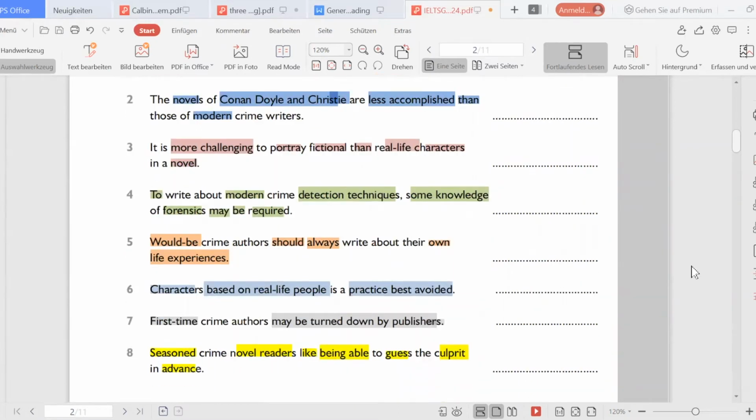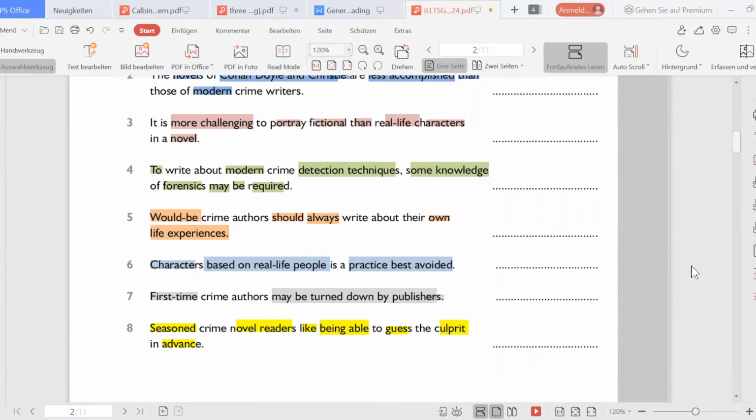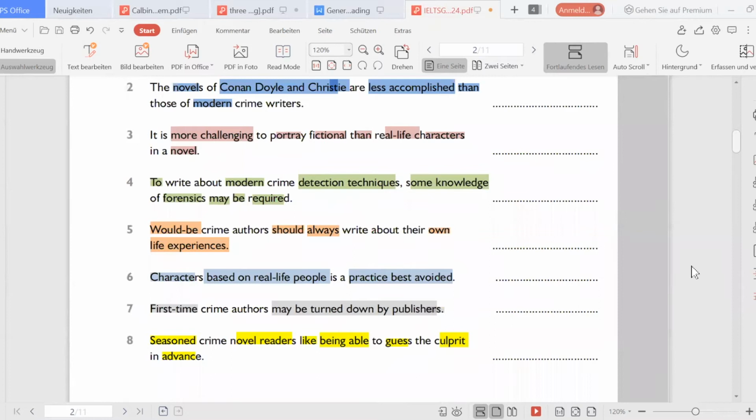Number 5: would-be crime authors should always write about their own life experiences. "Would-be" is a good keyword. "Should" is a modal verb, so highlight it. "Always" is a frequency adverb. If you've got words like always, never, sometimes, seldom, rarely, hardly ever, these are always keywords because they show degrees of frequency.